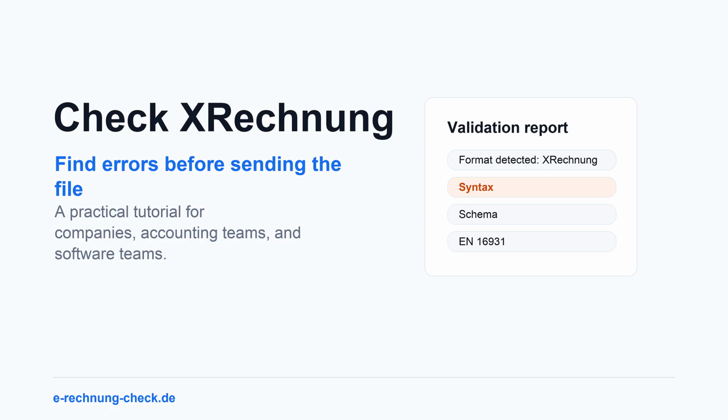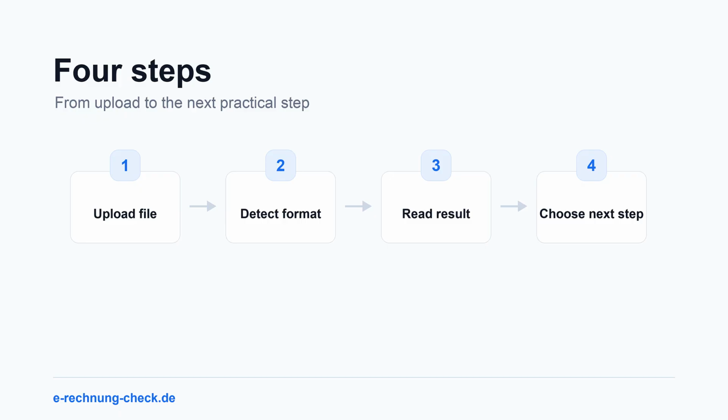When an XRechnung file is rejected, the first question is usually simple. Where is the actual problem? The file may open correctly. It may look like normal XML. And still, it can be invalid for a customer, an accounting process, or an invoice portal. In this video, I will show you step by step how to validate an XRechnung file, which validation layers matter, and how to read the result in E-Invoice Check.